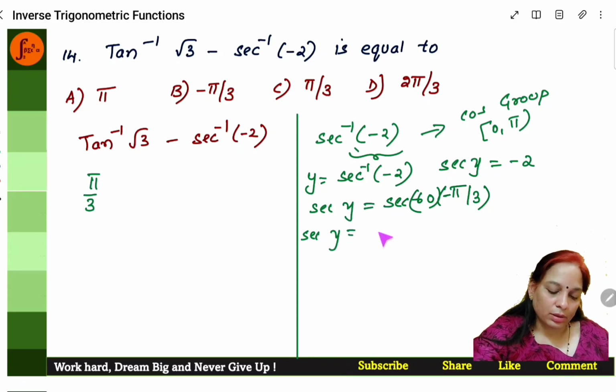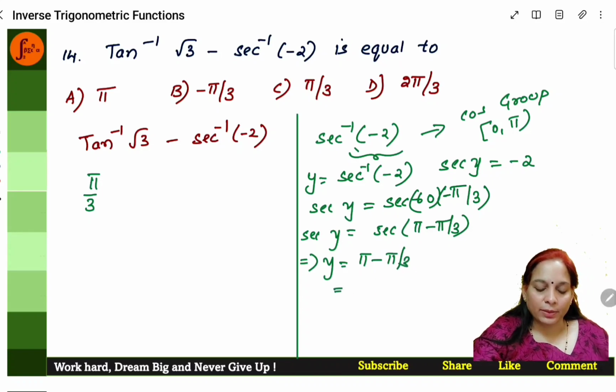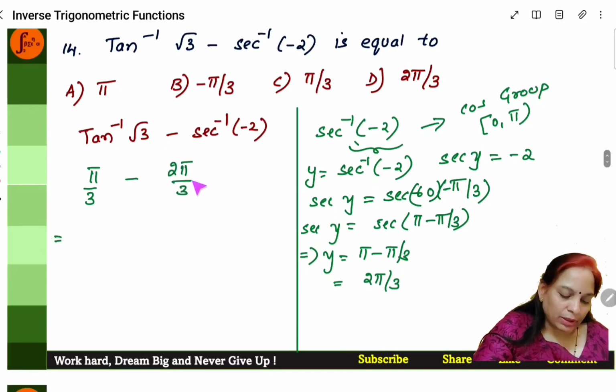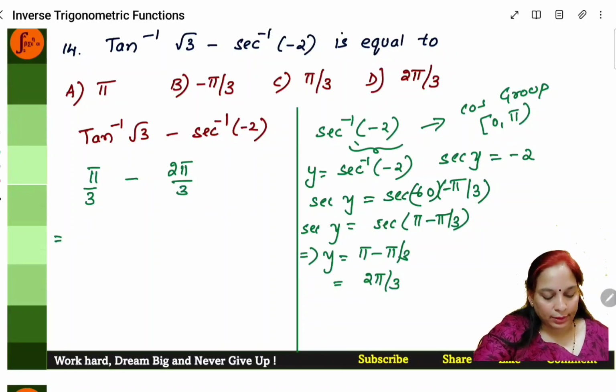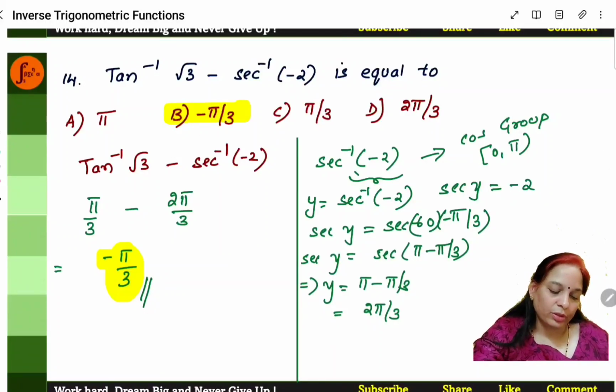That is secant of pi minus pi by 3, which implies that y is equal to pi minus pi by 3. You take the LCM, so it will be 3 pi minus pi, which is 2 pi by 3. So this is going to be 2 pi by 3. Pi by 3 minus 2 pi by 3 is minus pi by 3. Minus pi by 3 is the answer, option B.